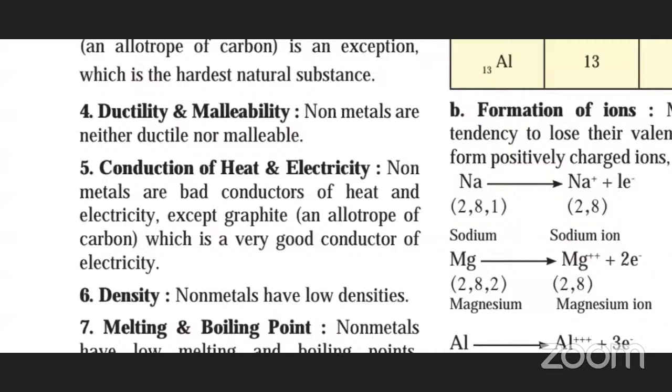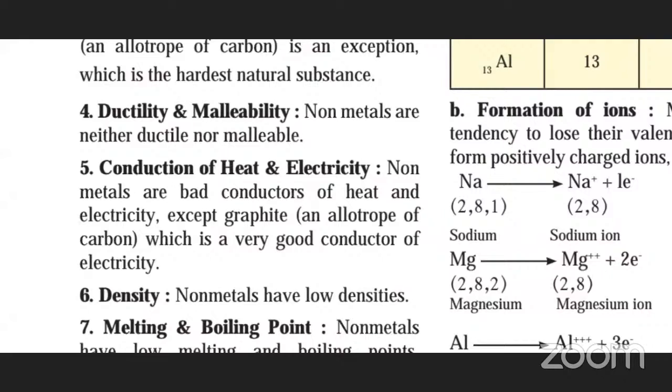Ductility means ability to make wire, ability to draw into wire, and malleability means ability to make thin sheets, thin layers. Okay, so if any material is able to be drawn into wire, then it is said to have the property of ductility. And if any material, any substance is able to be get converted into thin sheets, then it is said to be malleable.